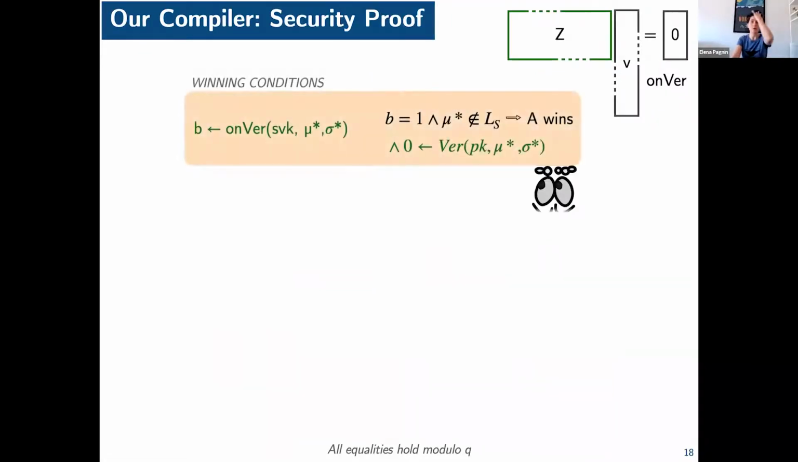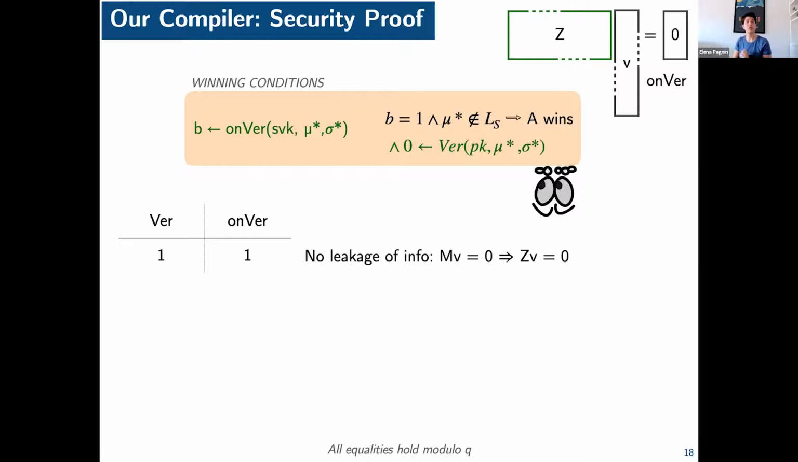Okay, so remember the winning condition of the game. We have that the adversary is outputting a message signature pair, mu star, sigma star. The online verification should return b equal 1, so should accept it. The message shouldn't be queried to the signing oracle during the game. And the standard verification should reject the signature. So let's see what happens. If the standard verification gives me 1, then the online verification has to accept because it's obtained from the standard verification. So there is no leakage of information here.